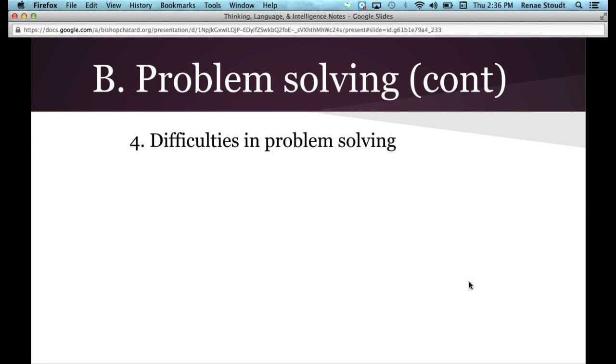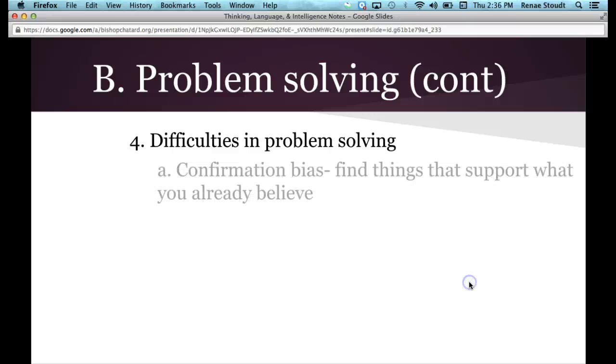Last thing that I want to talk about is difficulties in problem solving. So sometimes you encounter difficulties in problem solving. These are some of the things that set you back from finding the solution. So for example, we still have that confirmation bias, and we had talked about confirmation bias before, where you're finding things that support what you already think you know.